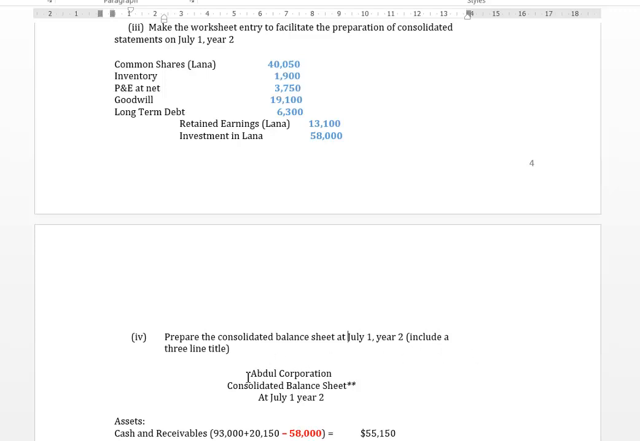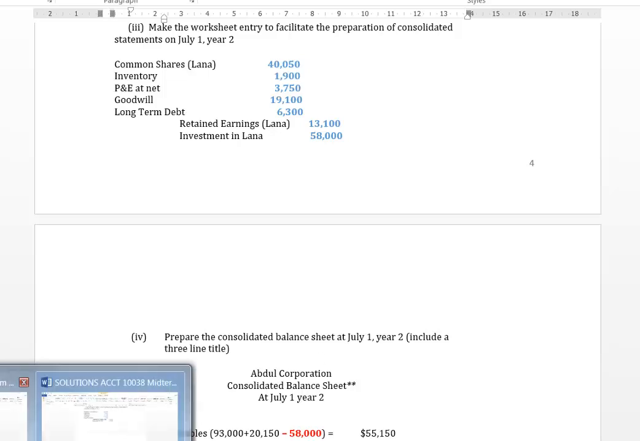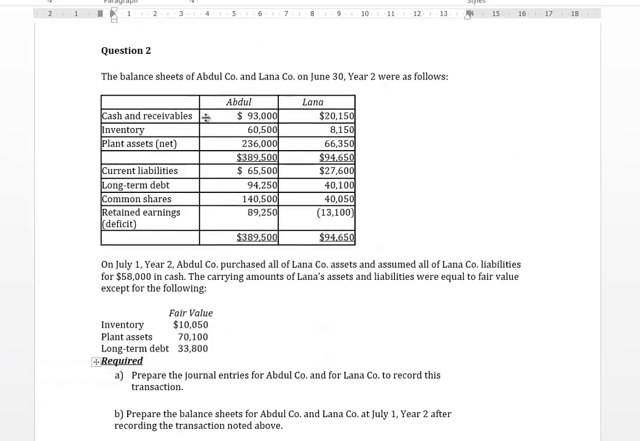So, the 3-line title is going to show the name of the company, Abdul, the fact that it's a consolidated balance sheet, and a date, which is the date they became related, which is July the 1st, year 2. So now, don't forget, we would not be doing a consolidated balance sheet at June the 30th. Why? Because although we have the data and we're going to use it, right? Some of the June 30th data, the fact of the matter is they didn't become related until July the 1st, and that's the date at which we can start preparing consolidated statements.